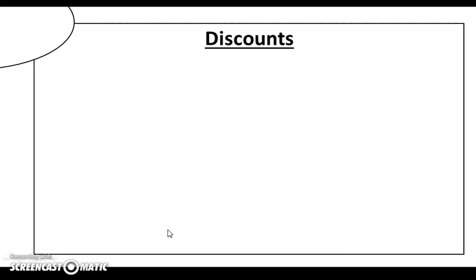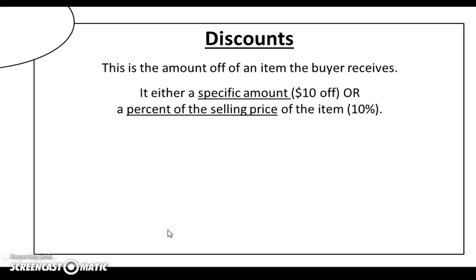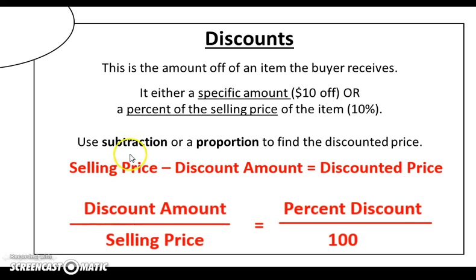So here's our definition of discounts. A discount can either be an amount of money, like a set amount, or it could be a percent. If it's a set amount, then you can just subtract that amount, but if it's a percent, you could use a proportion to calculate that percent.